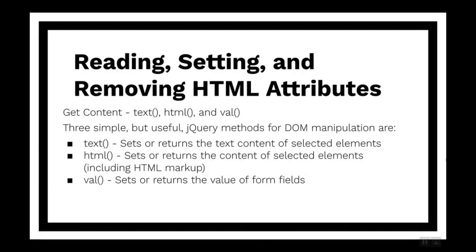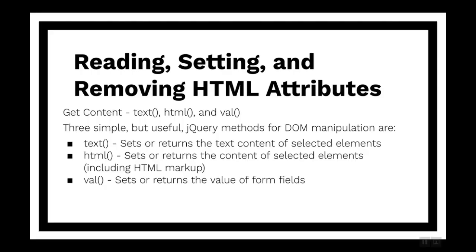Yeah. So let's look at some other ways we can find attributes, values for elements, and also how to remove any of these. So let's look at getting the content first. We use the text, HTML, and value methods. Let's look at the HTML method first. What this does is get the HTML contents of the first element in the set of matched elements, or even set HTML contents for every matched element.